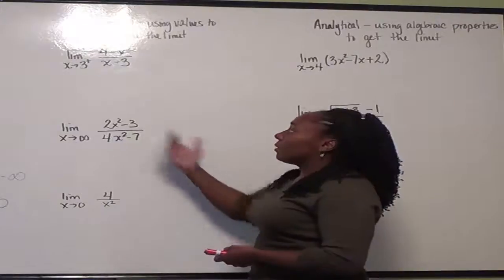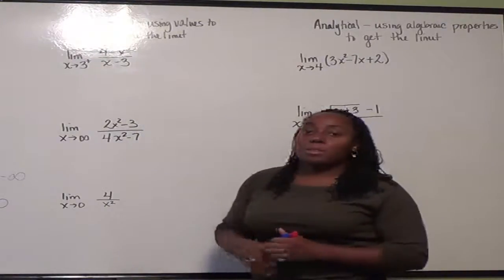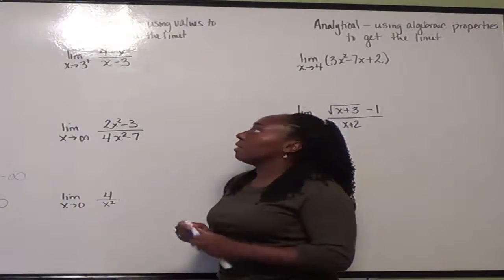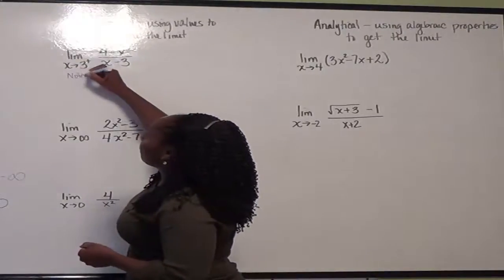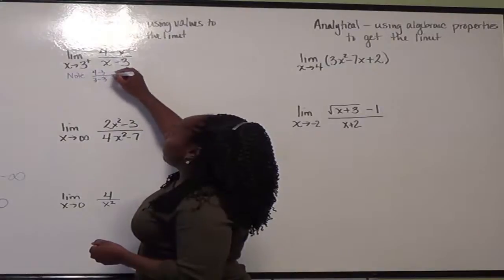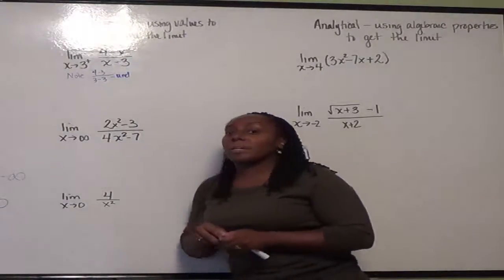Okay. So the first thing to notice here is if I tried to plug 3 into this function, we see that the function becomes undefined, right? Because we'll get a 0 in the denominator. So note, (4 - 3)/(3 - 3) is undefined. So I can't just plug in.